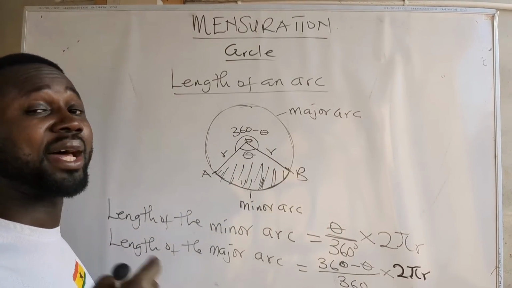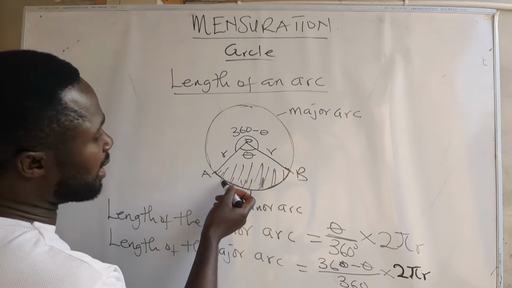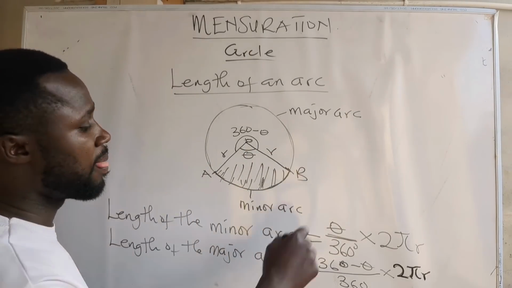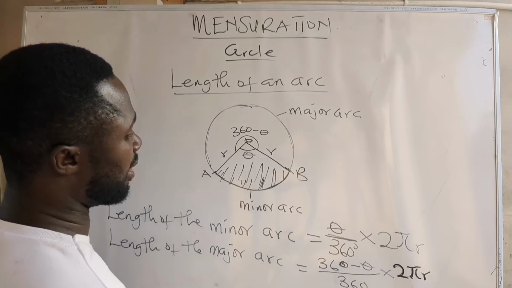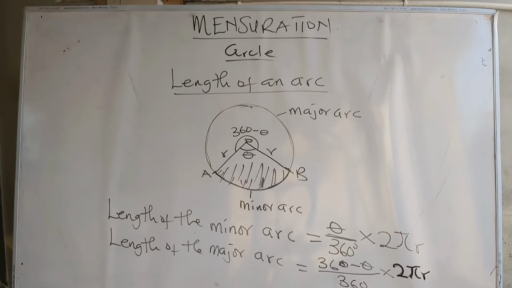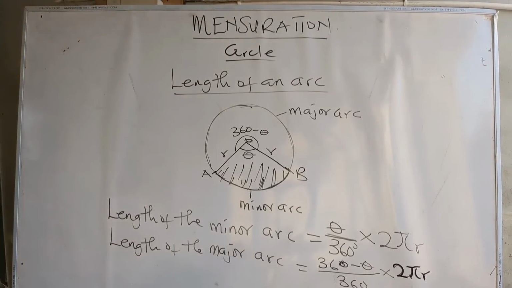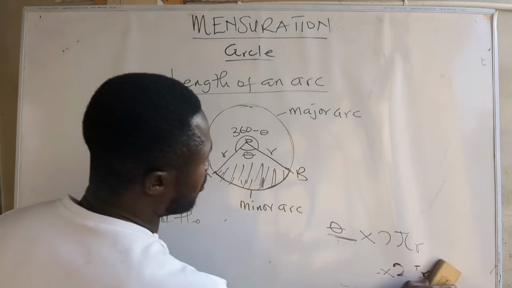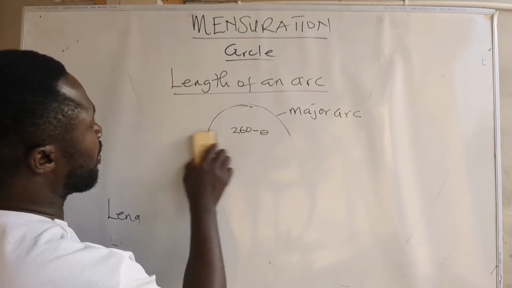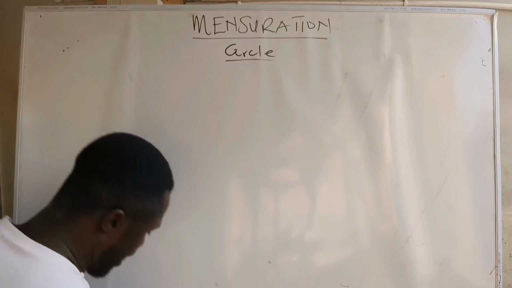What you should know is that we are talking about the angle at the center. So the angle the arc subtends at the center, divided by 360 times 2 pi r. That is what we are talking about. So that is the length of an arc. So when you are doing a question, I know you can do it. So now, you are done with the length of the arc.